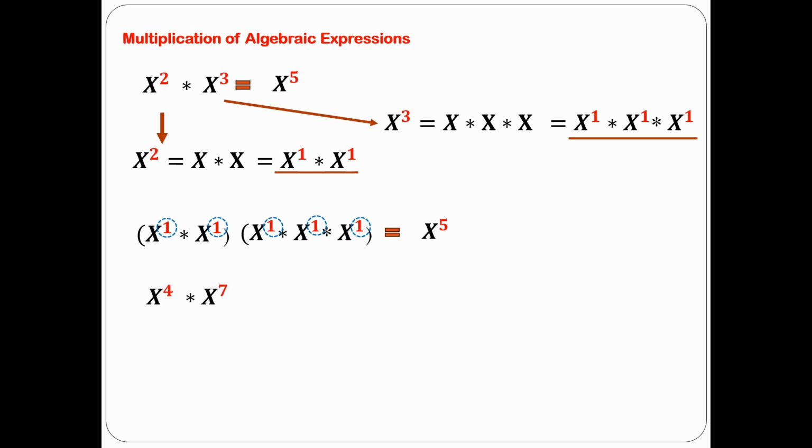Let's try another example. So let's multiply x to the 4th power and x to the 7th power, and x to the 6th power and x to the 8th power. So this is equal to x raised to the power of 4 plus 7. And then we get x raised to the power of 11. The second problem is basically equal to x raised to the power of 14.